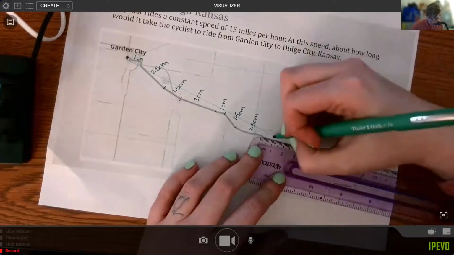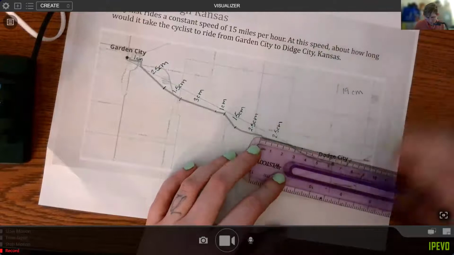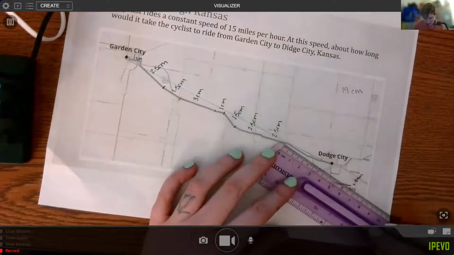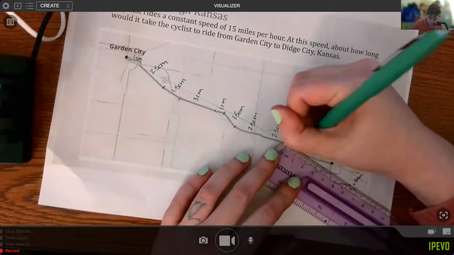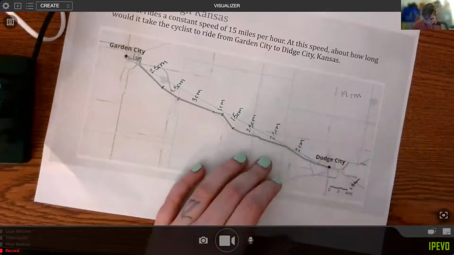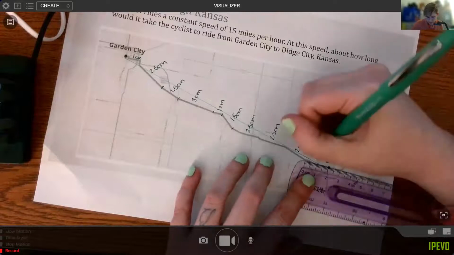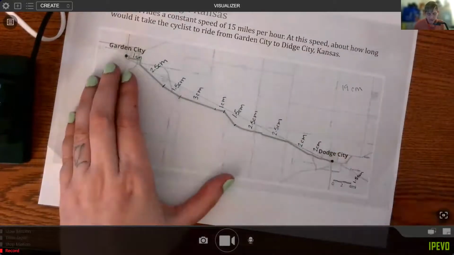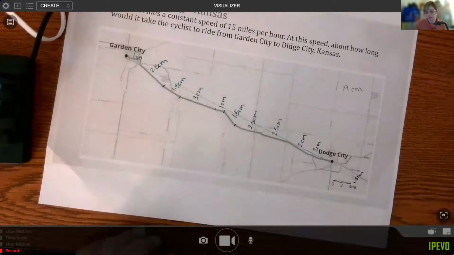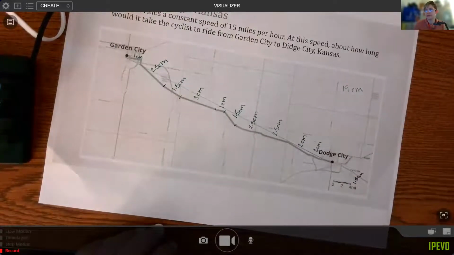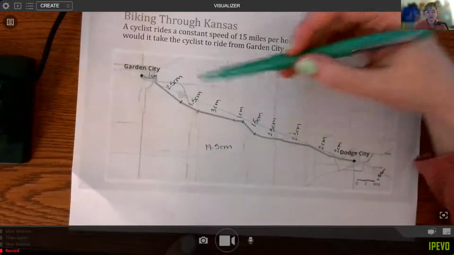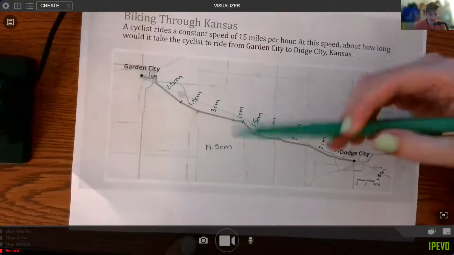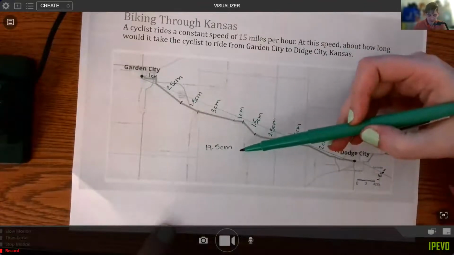Another 2.5 centimeters. Almost on the home stretch here. Let's see, it's 2 centimeters. And we'll do this last one in one segment. It's another 2 centimeters. So we can add all of these together and find the total trip that the cyclist took according to the map. When we add all of these lengths up together, we can see that the total is 19.5 centimeters.